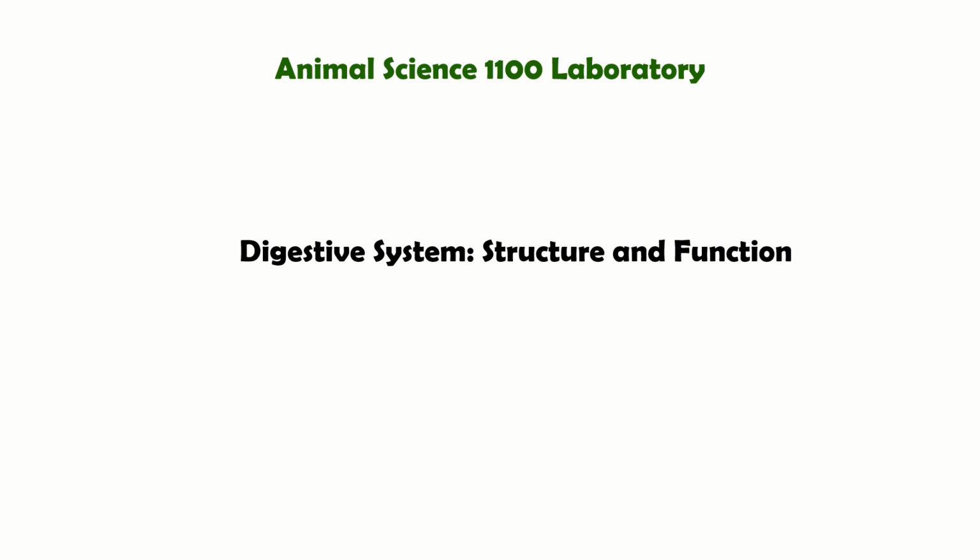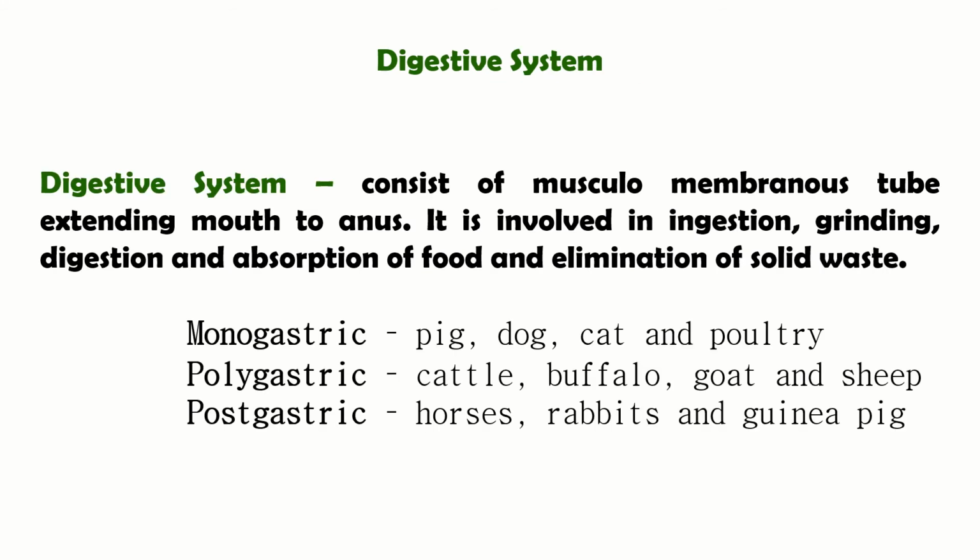Our topic for today for our laboratory activity 4 is all about the structure and the function of the animal's digestive system. The different animals have a different digestive system. Their digestive systems are modified based on the kind or type of food they eat. But of course, the digestive system has the same function.